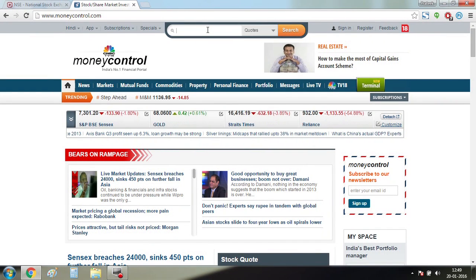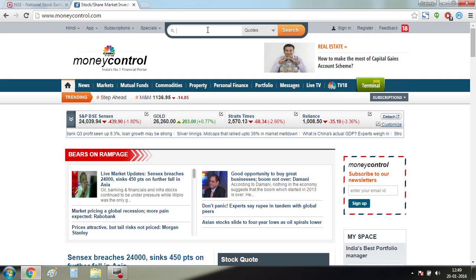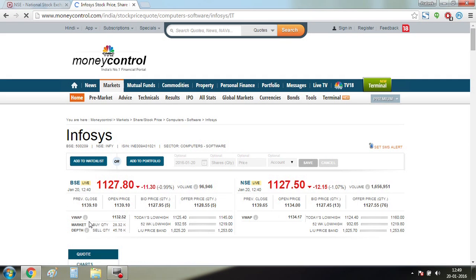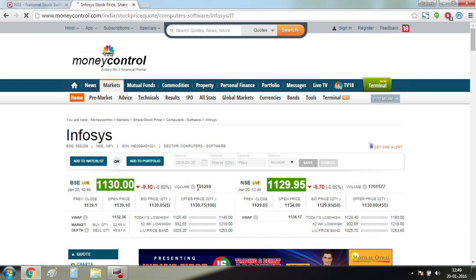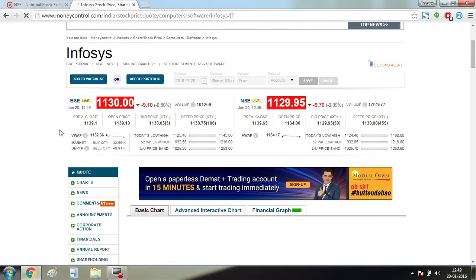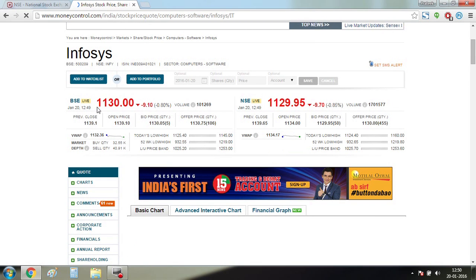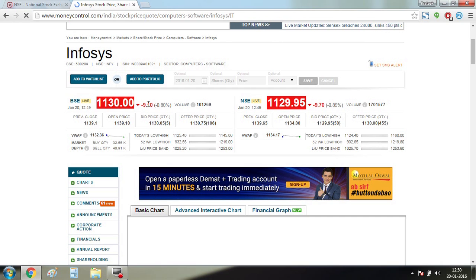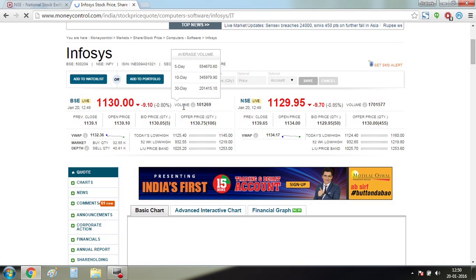Just for example, let's look at an example stock, say Infosys. Now, as you can see on the chart, Money Control will list for you both the BSE quotes and the NSE quotes. Look closely. This is the previous close, that is the closing for yesterday. This is the current traded price. This is the change in comparison to yesterday's closing, and this is the percentage change. This is the volume which has been traded.